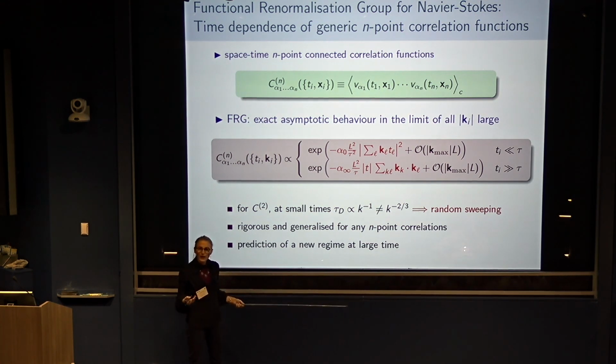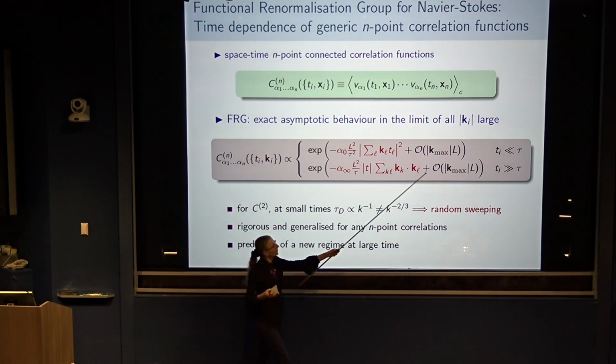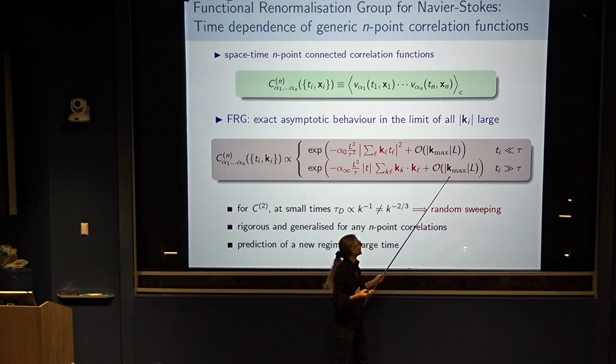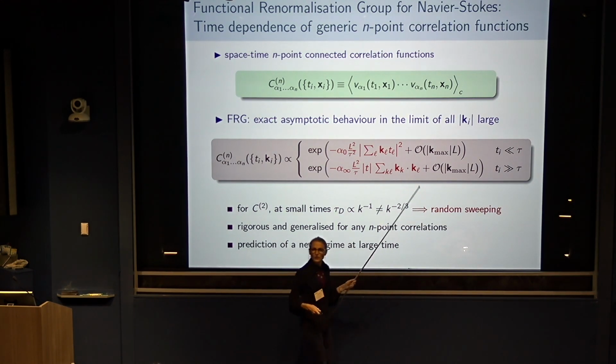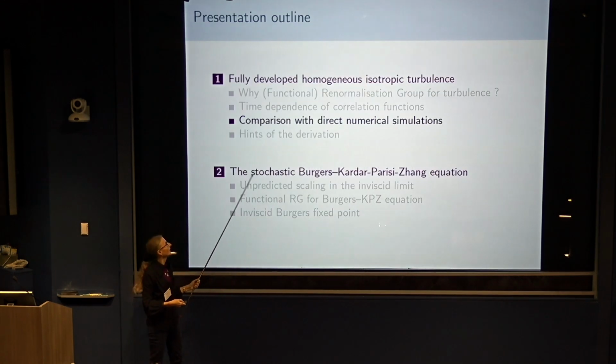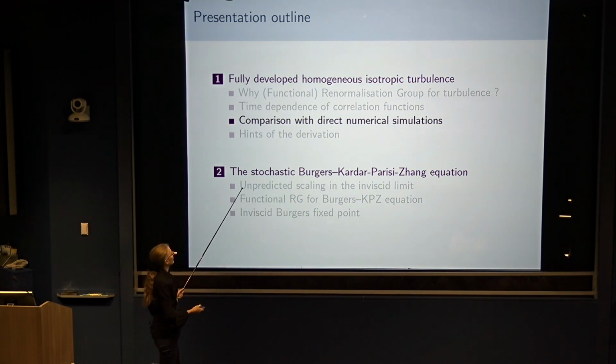And in fact, the surprise was that beside this small time regime, which you can relate to sweeping, there is another time. So there is a crossover at large time where the correlation will dramatically slow down, as I will show in a minute. So let me comment on that. And for this, I will compare with results from direct numerical simulation to show what there is in this formula.